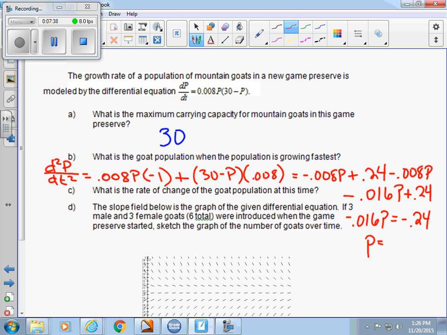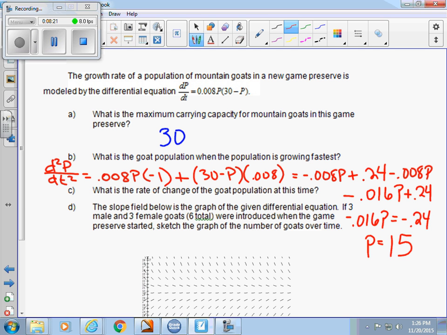Negative 0.24 divided by 0.016. I guarantee you, if this is the problem, it is a calculator problem, so you do not have to do all of this in your head. So I'm going to get this: 15. You just move them around a little bit.